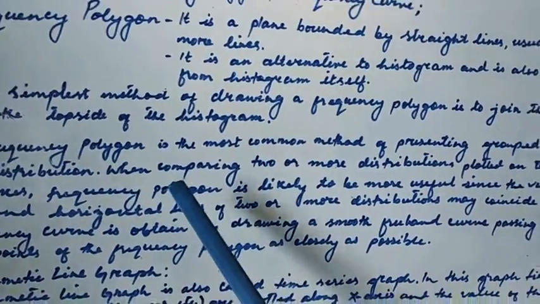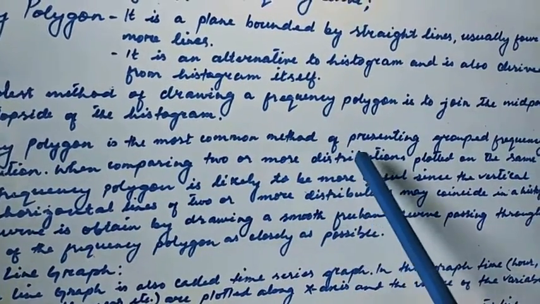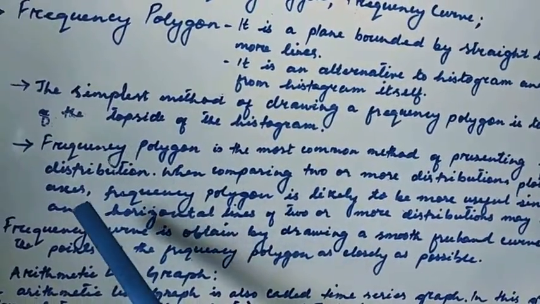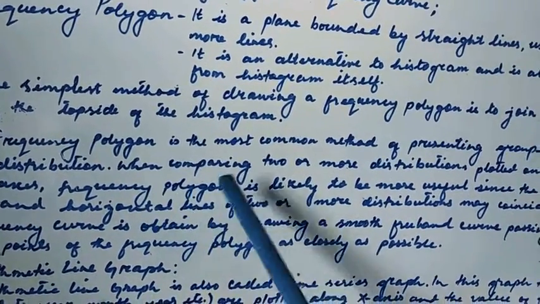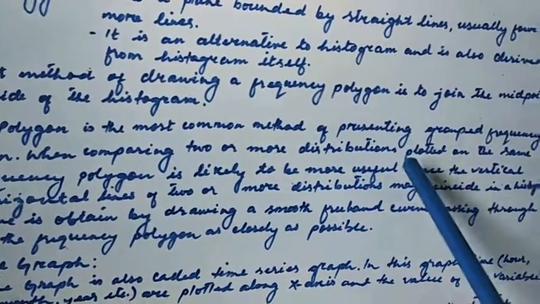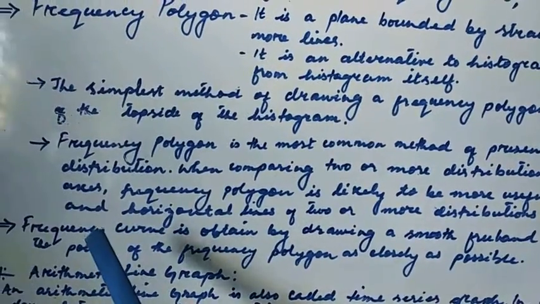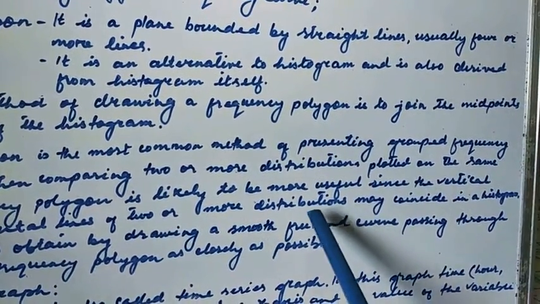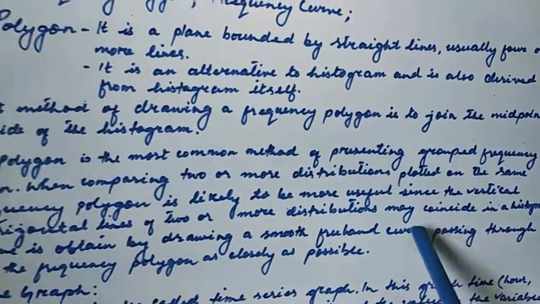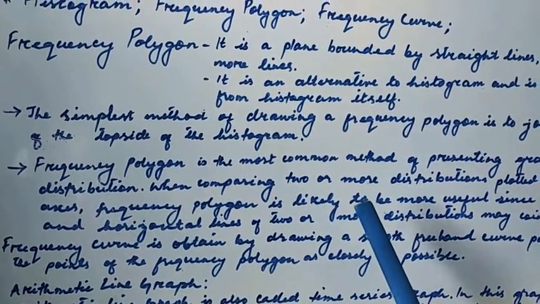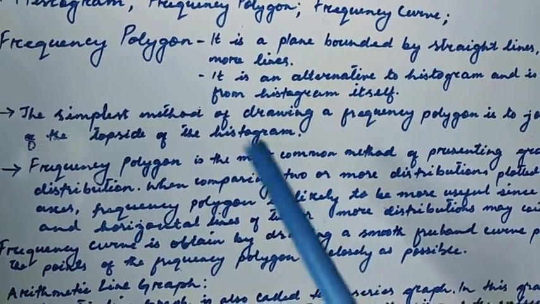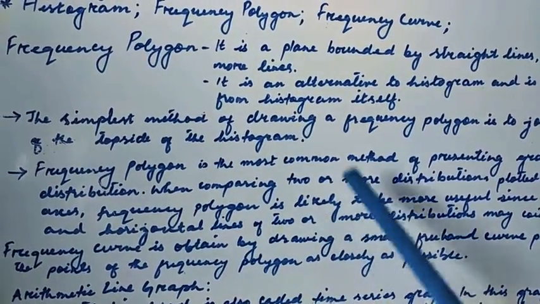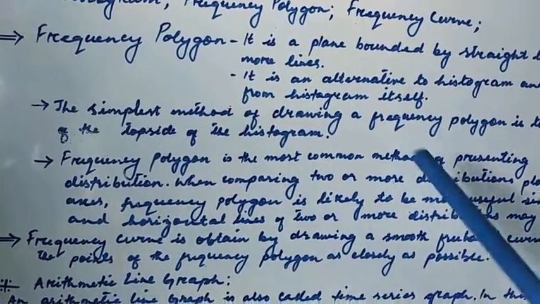When comparing two or more distributions plotted on the same axis, the frequency polygon is likely to be more useful, since the vertical and horizontal lines of two or more distributions may coincide in a histogram. So instead of a histogram, we often use a frequency polygon because of this advantage over the histogram.